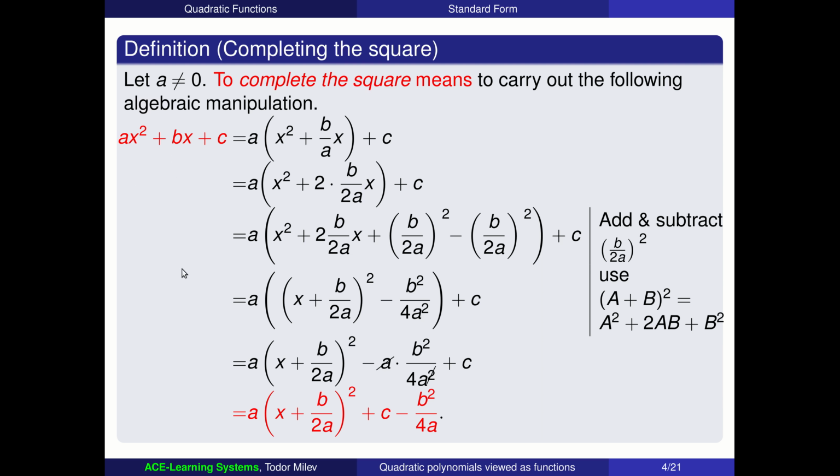So once again, to complete the square means to carry out the transformation: ax squared plus bx plus c equals a times x plus b over 2a, the whole thing squared, plus c minus b squared over 4a. Now you can see that this expression here is long and difficult to remember. So I recommend, rather than memorizing that verbatim, memorizing the steps leading to completing the square and carrying out those steps every time you need to complete the square.